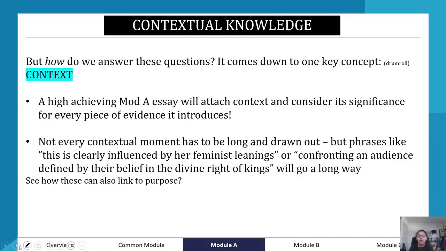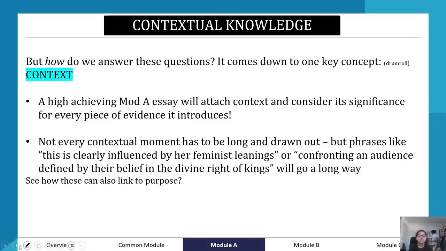Alrighty, so context. The key reason for why there are similarities and differences in your texts is because they're written in different contexts, right? A high achieving Module A essay will attach context to its arguments, and consider the significance of context in every piece of evidence. So you cannot sacrifice on context.